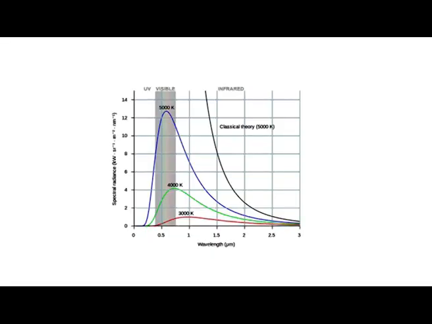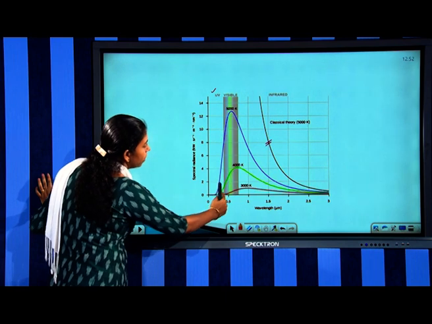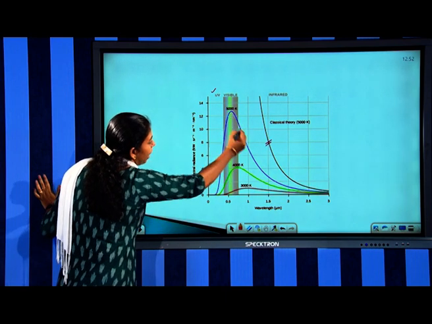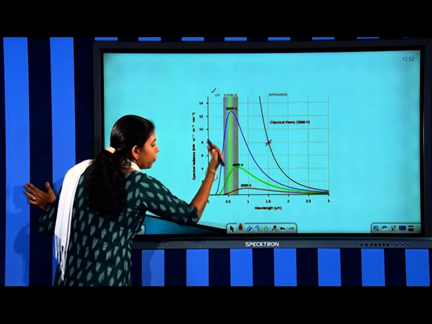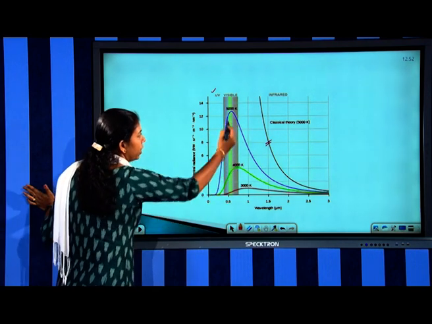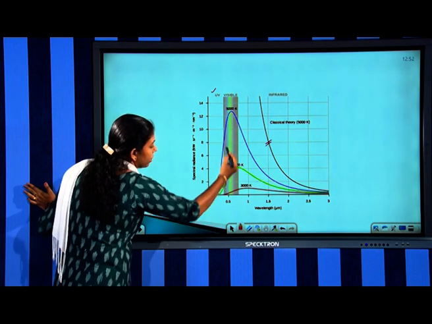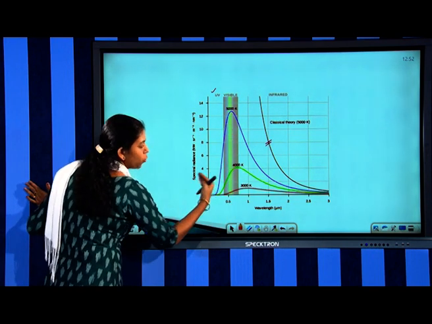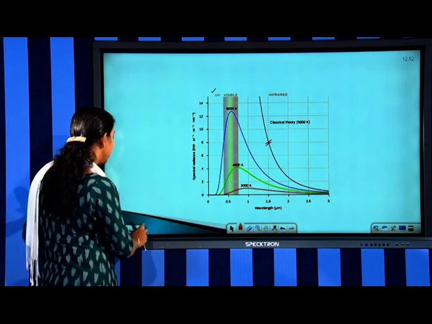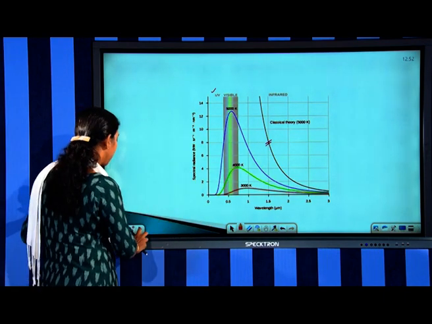From the previous figure, it is very much clear. As temperature increases, the spectrum shifts towards the shorter wavelength. Here at 5000 Kelvin, it shifts towards 0.5 micrometer. It shifts towards shorter wavelength. So Wien's displacement law is clear from this figure.